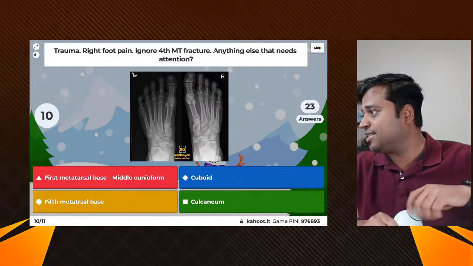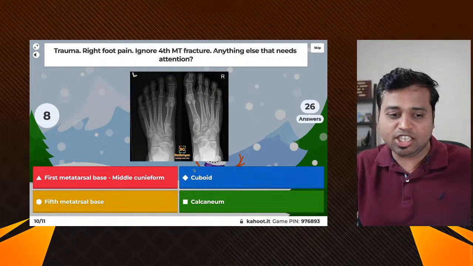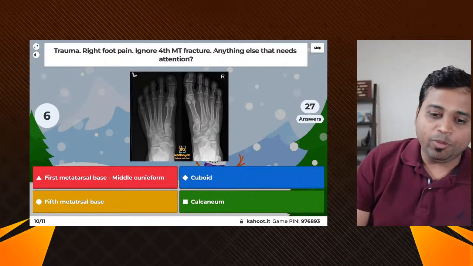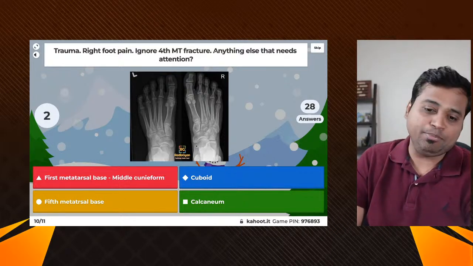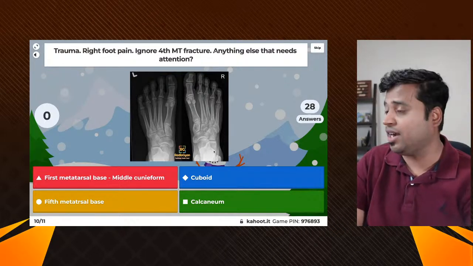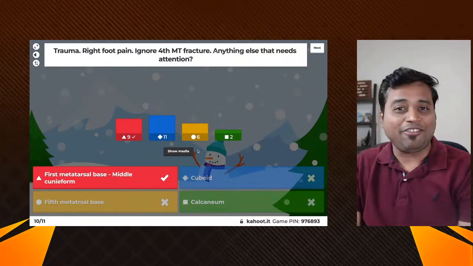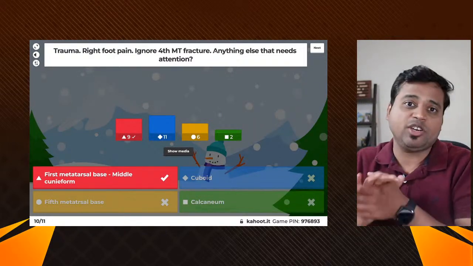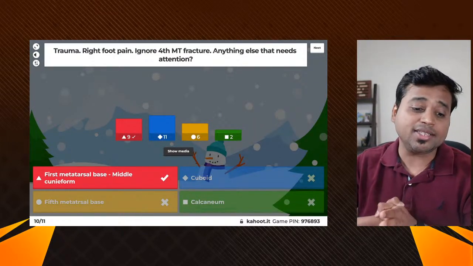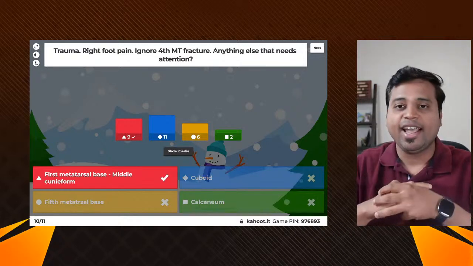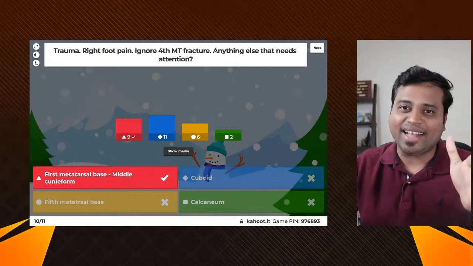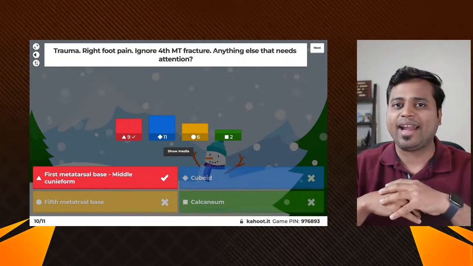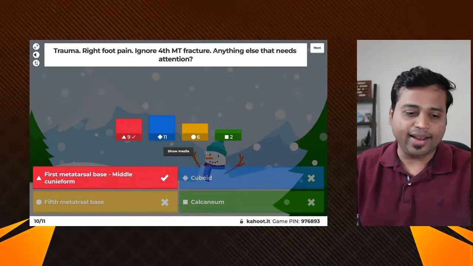So Gopal Sharma says calcaneum in the chat. Calcaneum would be unlikely. We don't see the calcaneum here. We don't see much of it here. So that's not the correct answer. So this was a tough one. As I said, I expected this kind of response. So the correct answer here is first metatarsal base and middle cuneiform. Can anybody let me know in the chat why is that? Why should we look at that area? What's seen there?